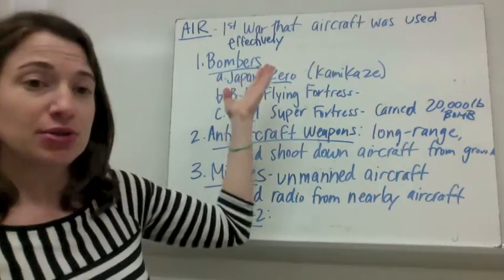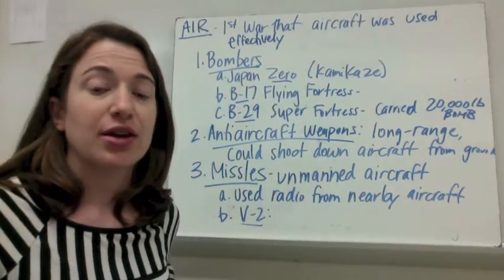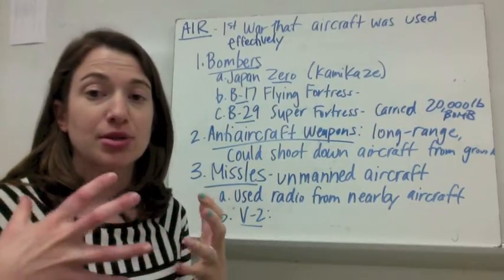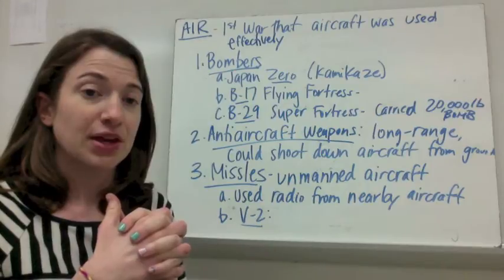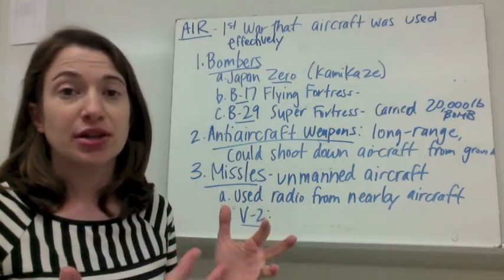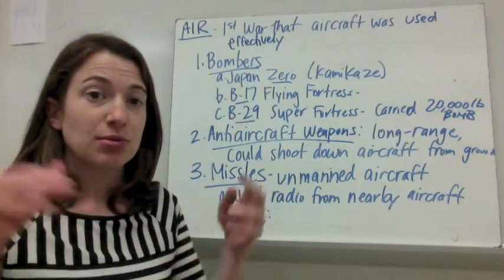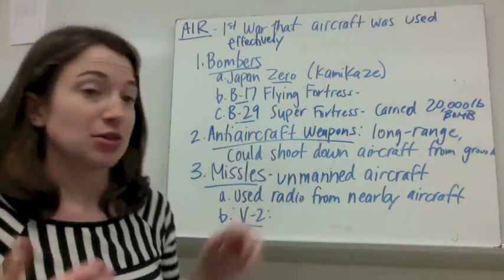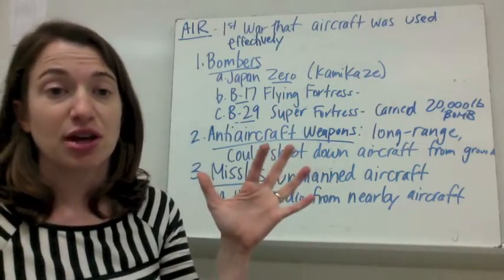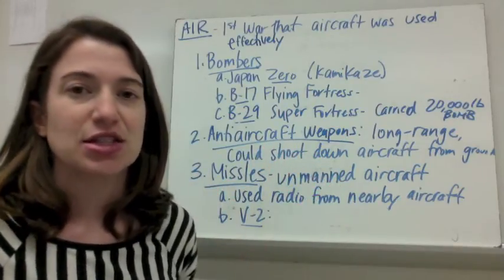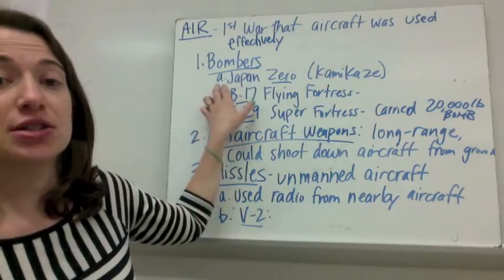These were essentially quick-moving aircraft that could carry bombs and then drop them usually on cities. So the destruction that was done was sometimes just to troops, sometimes to whole cities. And you'll see the B-29 destroyed a whole city and killed tens of thousands of people.